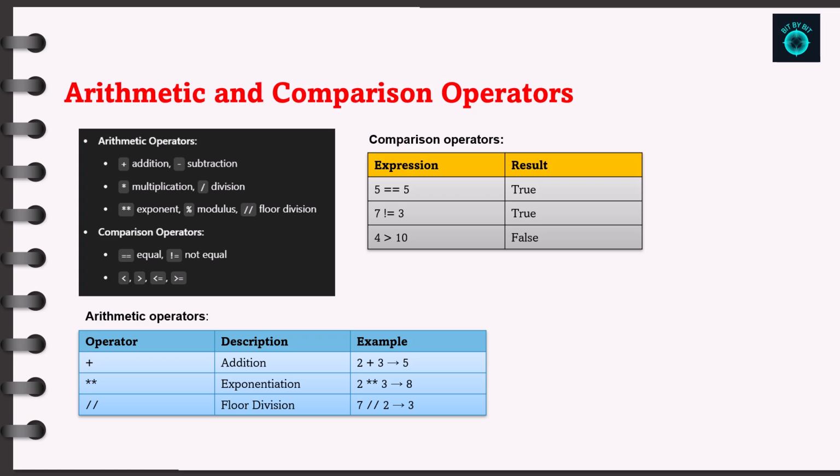Next, comparison operators are used to compare two values. For example, you can check if two numbers are equal, not equal, greater than, or less than. These comparisons return either true or false, which is useful for making decisions in your code.